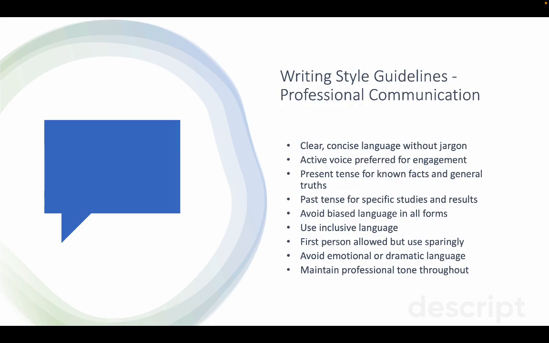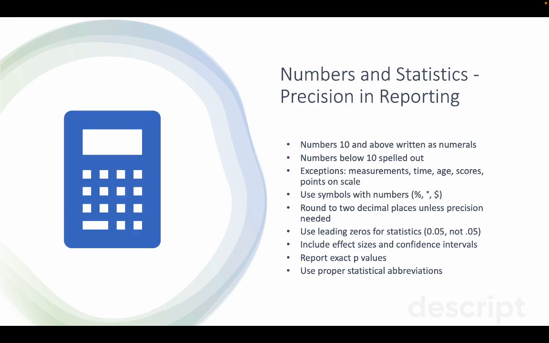Writing style guidelines, professional communication. Use clear, concise language without jargon. Active voice preferred for engagement. Present tense for known facts and general truths. Past tense for specific studies and results. Please avoid biased language in all forms. Use inclusive language. First person is allowed, but use it sparingly. Avoid emotional or dramatic language and maintain professional tone throughout.